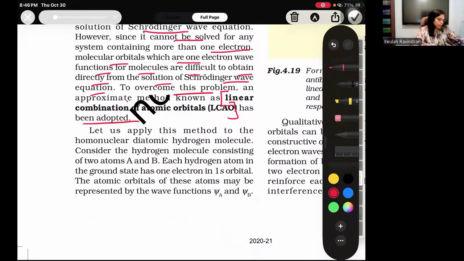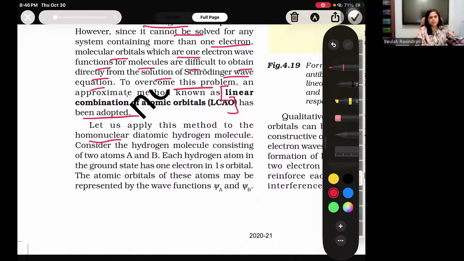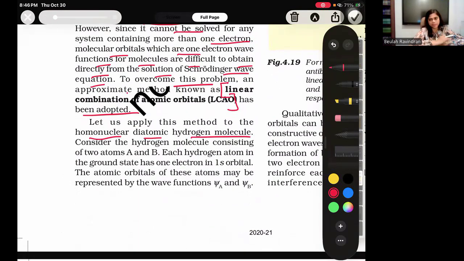So how is the method applied? We are considering the homonuclear diatomic hydrogen molecule. The hydrogen molecule is always taken as an example since it is the basic molecular model.